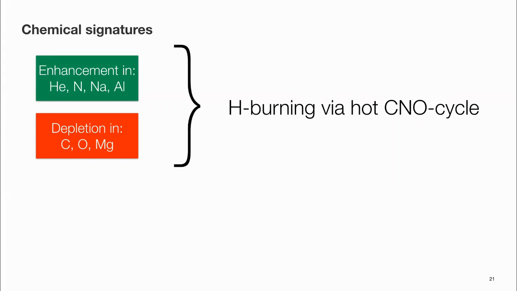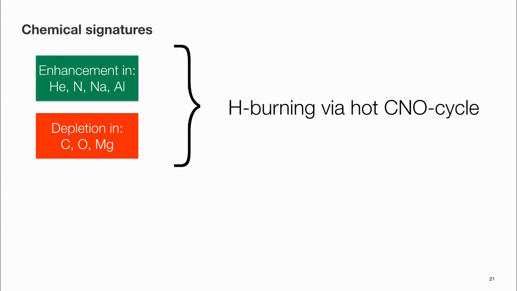So this is what you get essentially when you burn hydrogen at high temperature, through the CNO cycle. So these abundance patterns come naturally from this. The models were built from this assumption, all the models I'm going to show you later, okay?